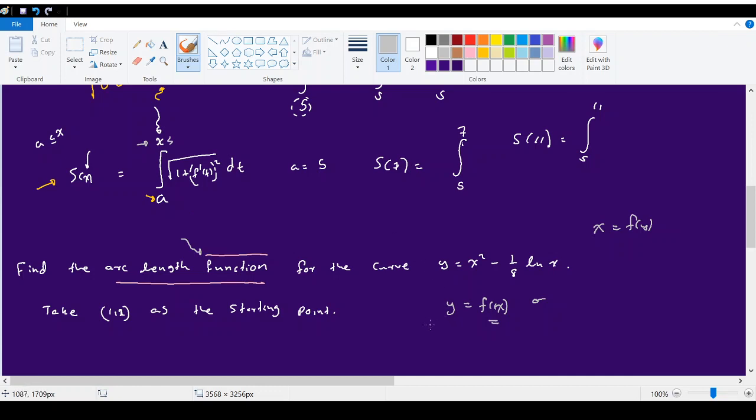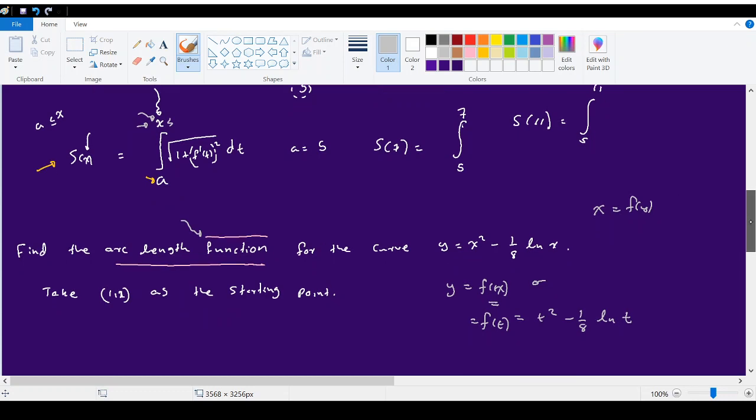So as a precaution, we can still consider the representation of y in terms of t, right? So y is represented as t squared minus 1 over 8 ln t. So there won't be any mixing up with the variables. The variable for the upper limit can be denoted with x, and for what we do inside the integral we can represent that variable as t. All these things are called dummy variables. No matter what notation we use, the effect is the same. They are like dummies.